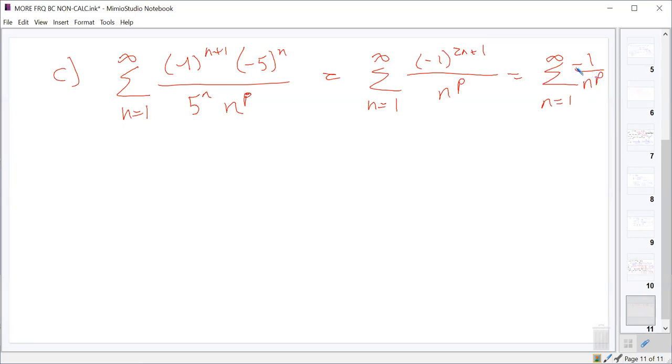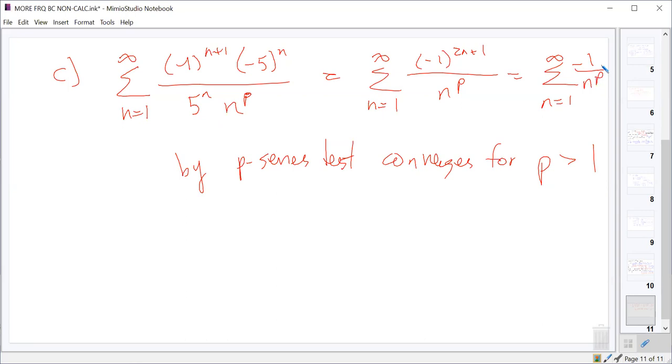Well, this is just the p series test. So for what values of p should this converge? The p series test, this converges for p greater than 1, right? If p is less than 1, it diverges. If p equals 1, it diverges. The harmonic series, well, the opposite of the harmonic series. And if p is greater than 1, that's when 1 over n to the p converges.